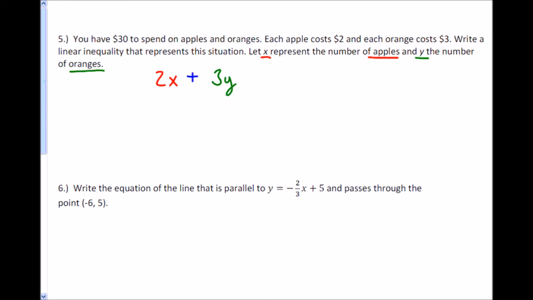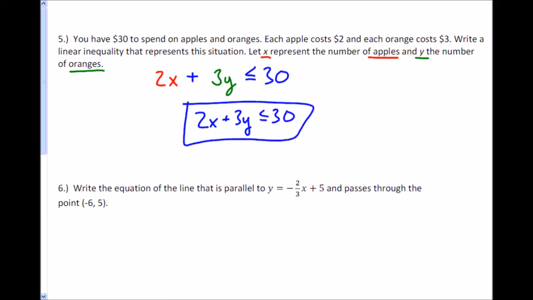And when I add these together, my total cost has to be less than or equal to the $30. I can't exceed that amount. I have $30, which means I can spend that or less. So my inequality is 2x plus 3y is less than or equal to 30. And that's it. It just asks us to write an inequality.